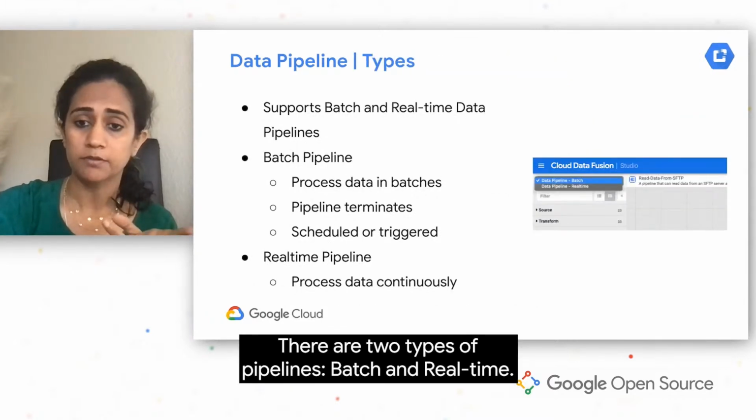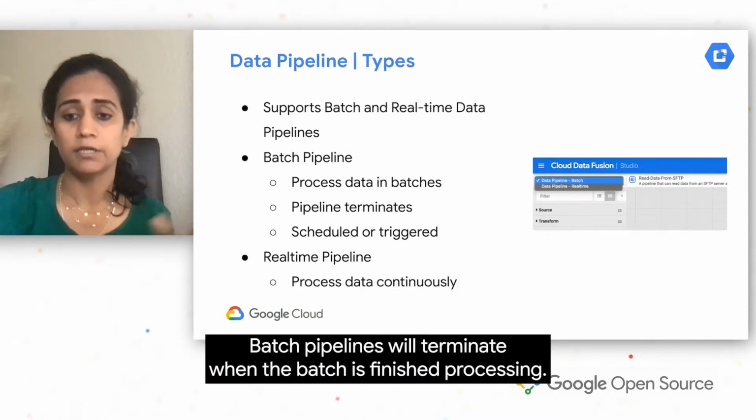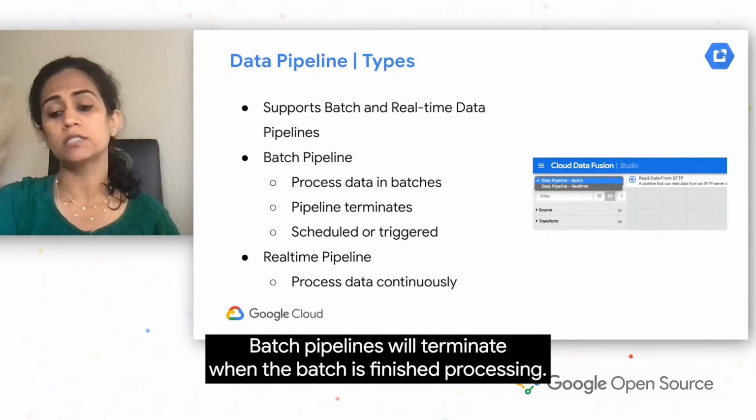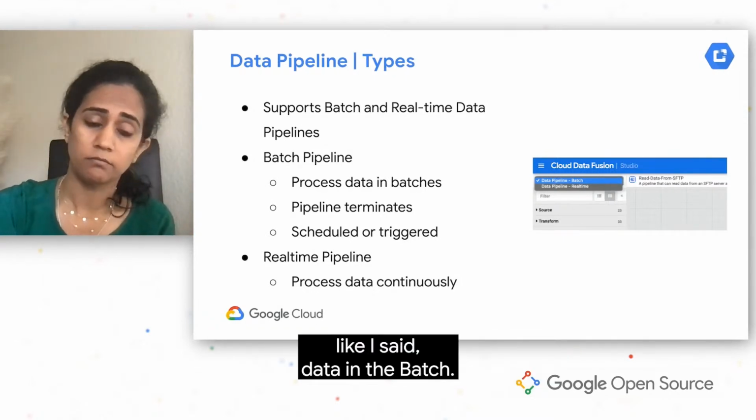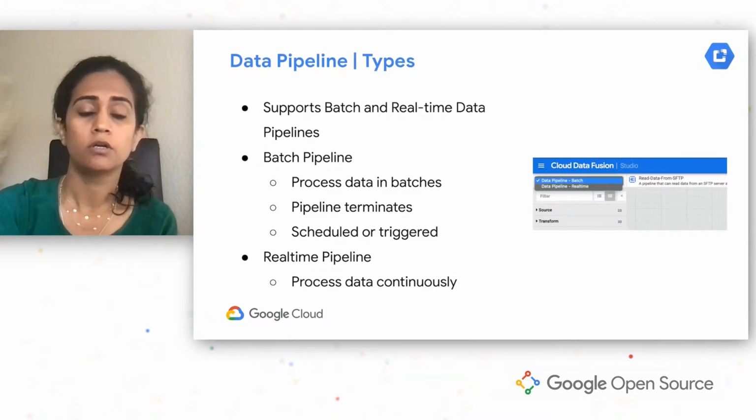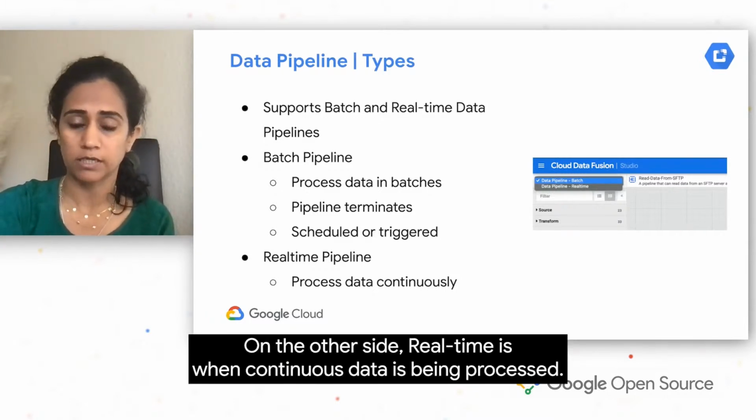There are two types of pipelines, batch and real time. Batch pipelines will terminate when the batch is finished processing. You can schedule them and, like I said, it processes data in batches. On the other side, real time is when continuous data is being processed.